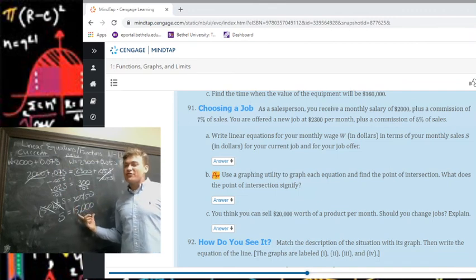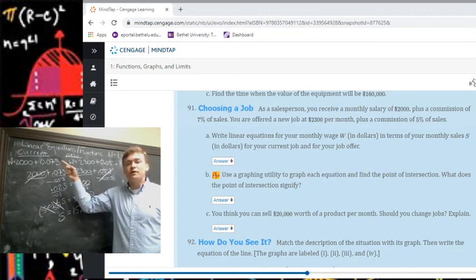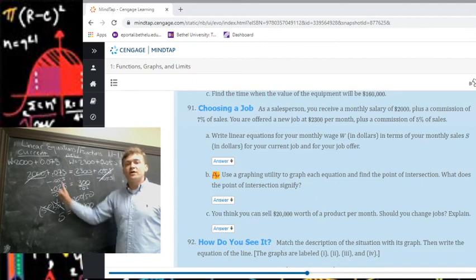So it says if you think you can sell $20,000, that's more than 15,000. That's more than the break-even point. So part C, I would stay at my current job. If it's more than 15,000, you'll get paid more over here.